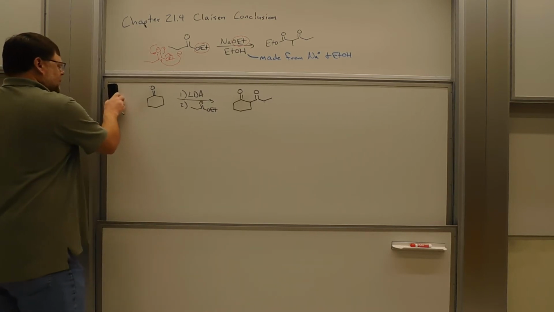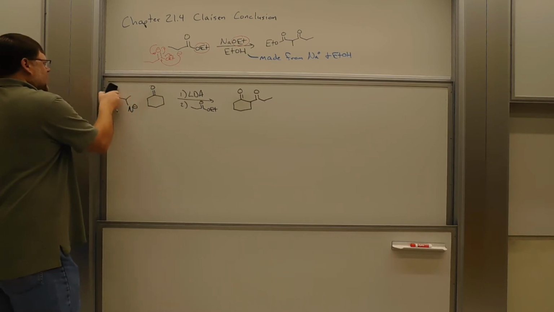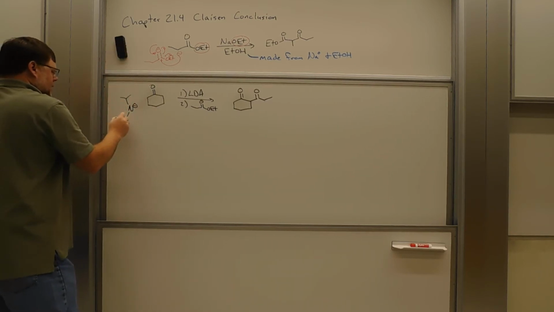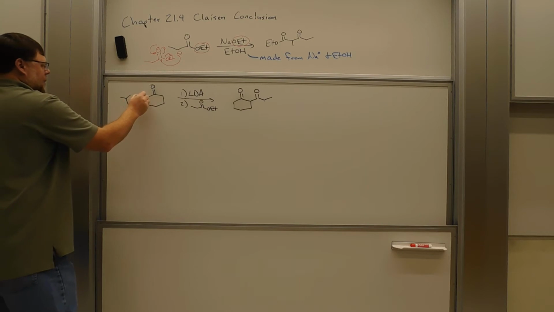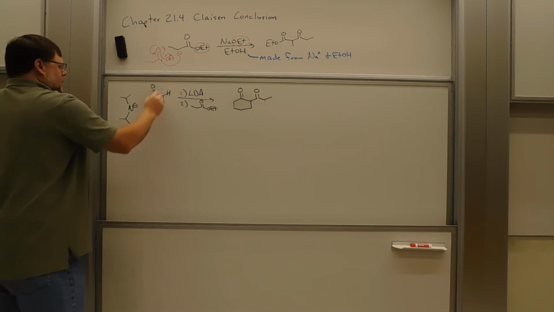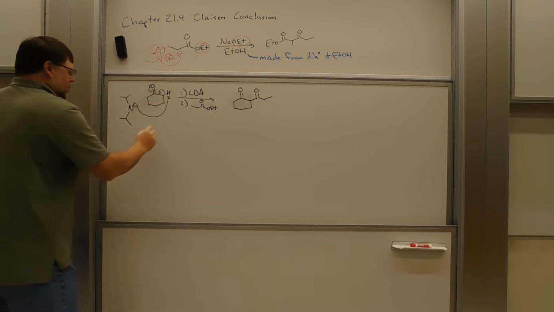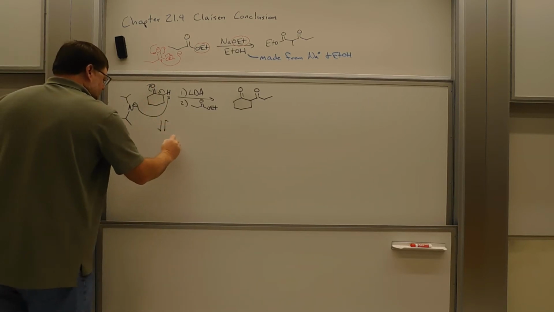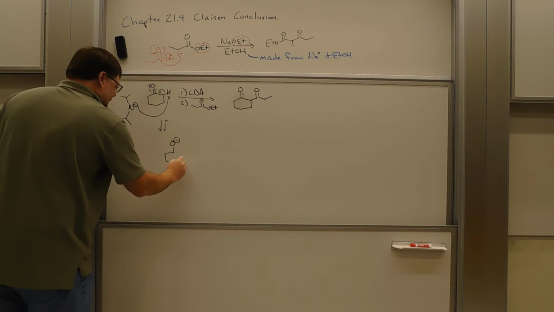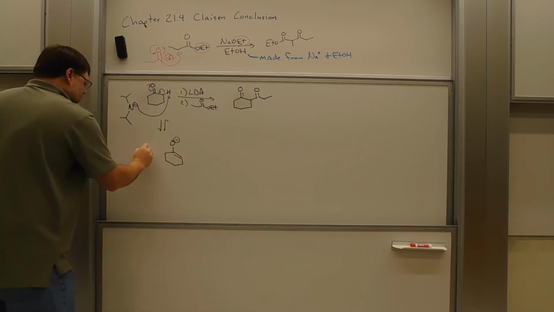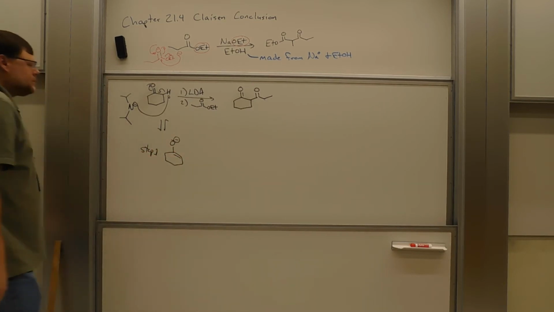So the first step, LDA, remember the structure of LDA, I'll get rid of that thing, is this diisopropyl amide. That's going to take an alpha proton from the ketone. We're going to get this enolate, and that's the product of step 1.